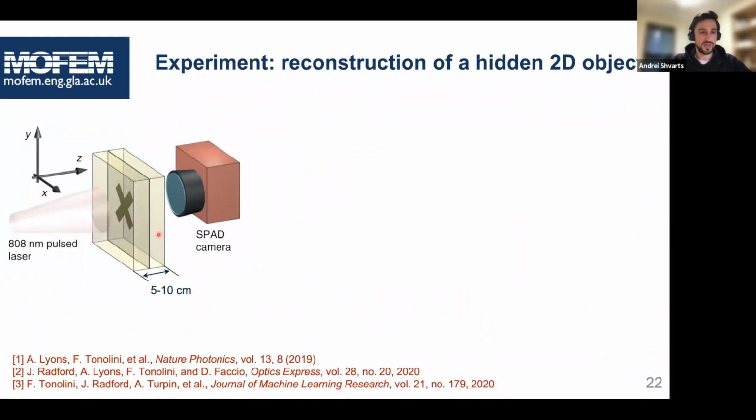So they have this experimental setup over here with a couple of slabs made from a material which resembles properties of biological tissue. They shine a laser on one side, and they look into a camera on the other side. And there is a hidden object somewhere inside, in between those slabs. It could be just a letter X.